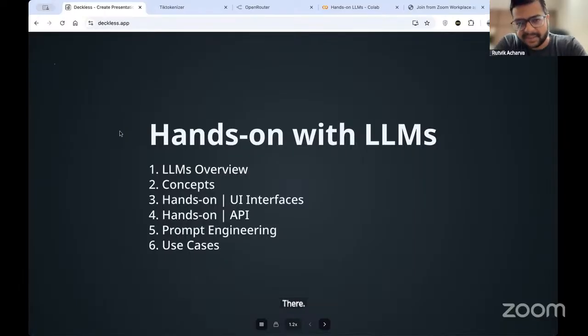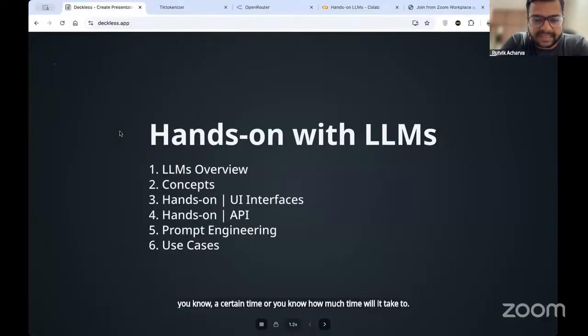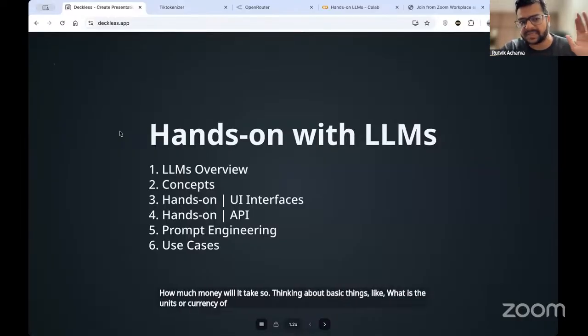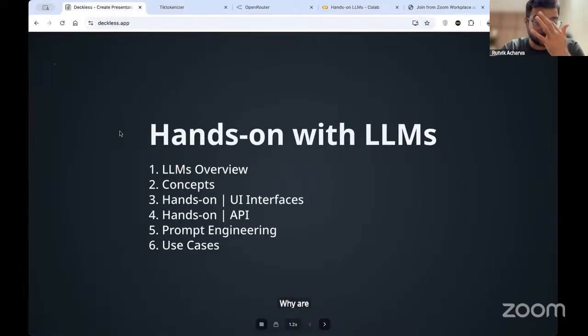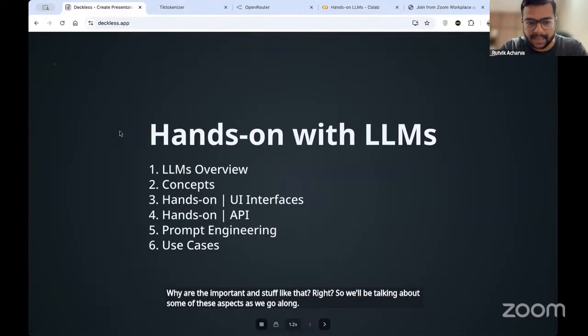There are some basic concepts that are important, like just when I say what time is it, you'll probably say it's a certain time, or how much time will it take to reach point A to point B, you'll probably say an hour. How much money will it take? So thinking about basic things like what is the units or currency of large language models, why are they important, and stuff like that, right? So we'll be talking about some of these aspects as we go along.